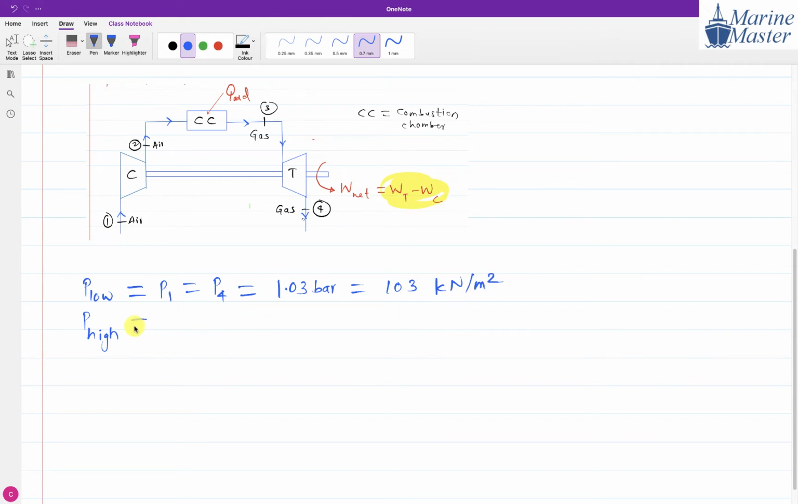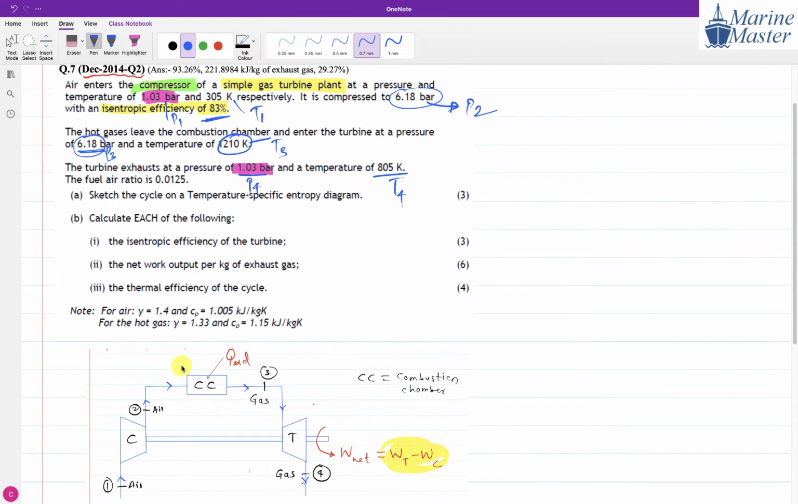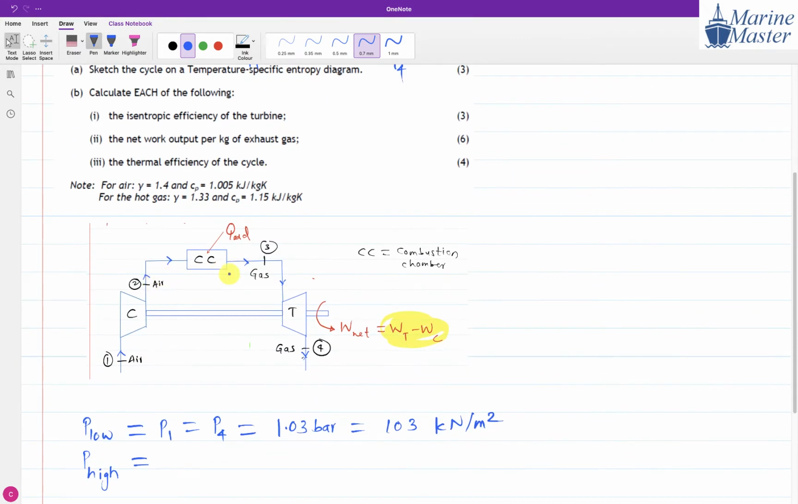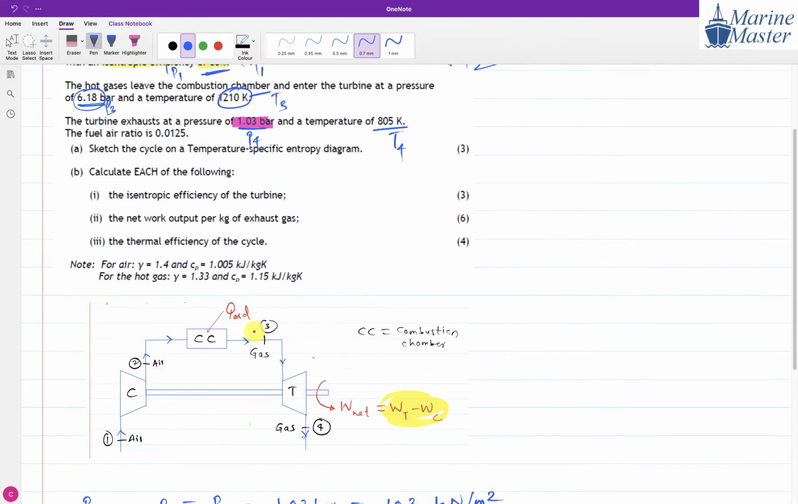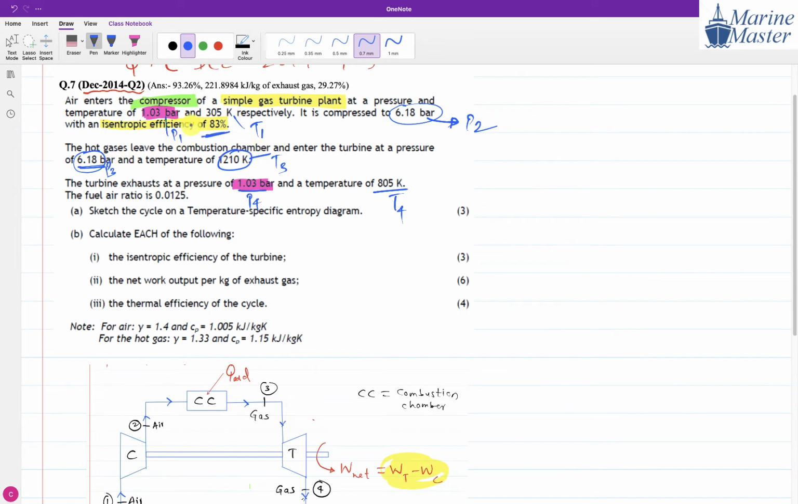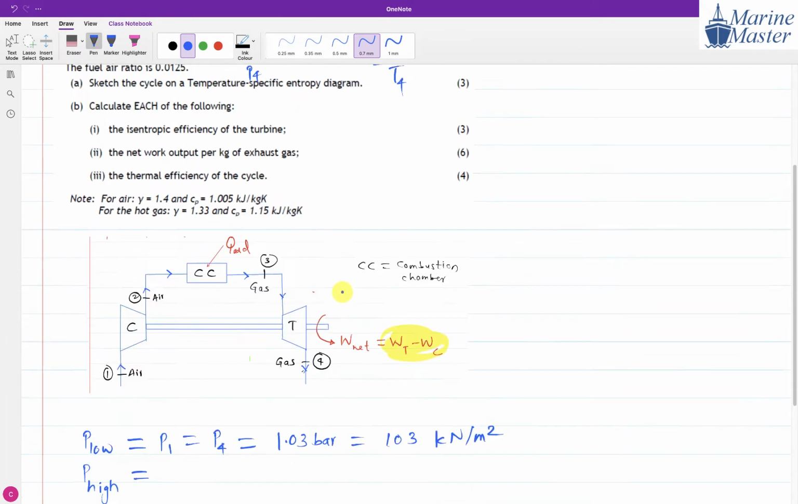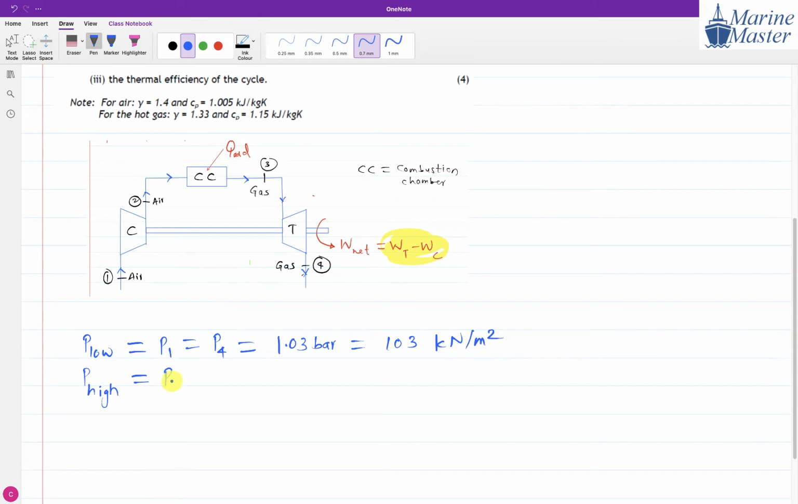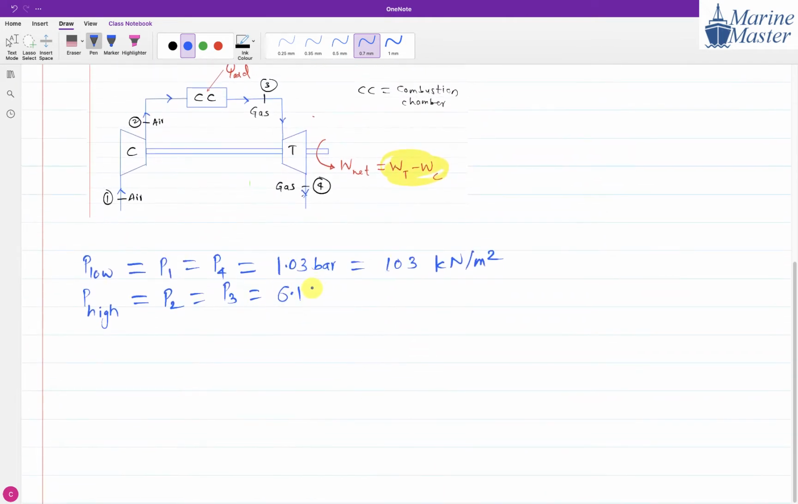Now the next point is high pressure. At which points do we have high pressure? Points 2 and 3. The pressure of point 2 and point 3 is the same, and they have mentioned P2 and P3 here. Just have a look, this is our P2 and this is our P3. So P2 is equal to P3, and that will be 6.18 bar. And 6.18 bar means 618 kilonewton per meter square.